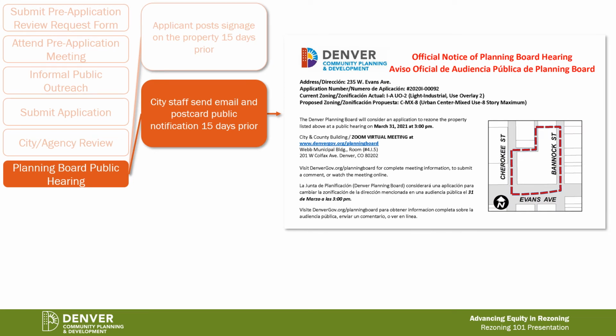Then, 15 days prior to the public hearing, city staff sends an email public notification to registered neighborhood organizations within 200 feet of the property and the at-large and district council members. A postcard public notification is sent to property owners within 200 feet of the property.